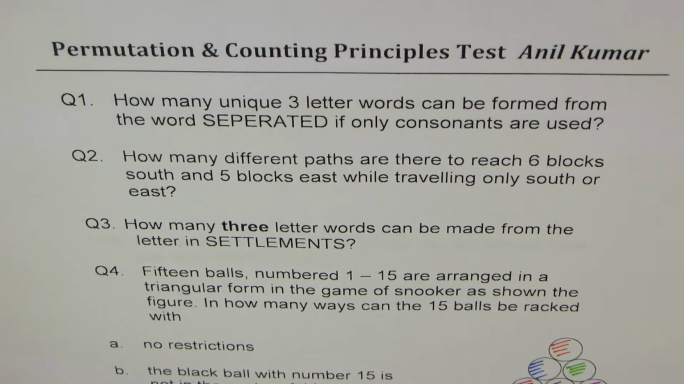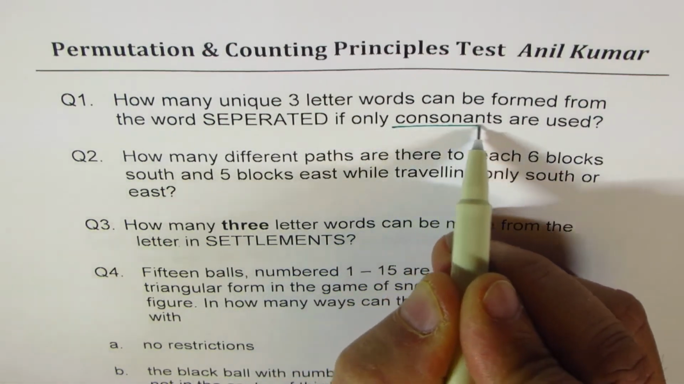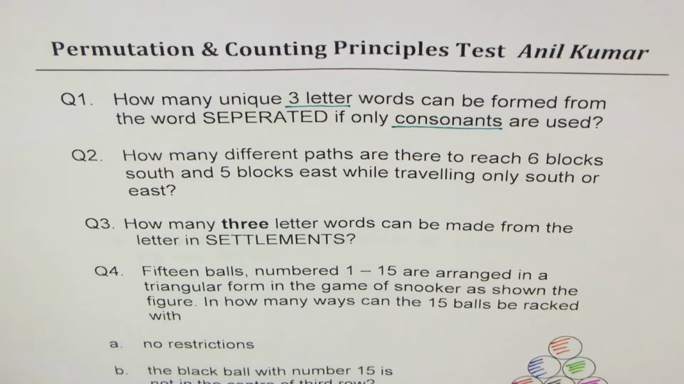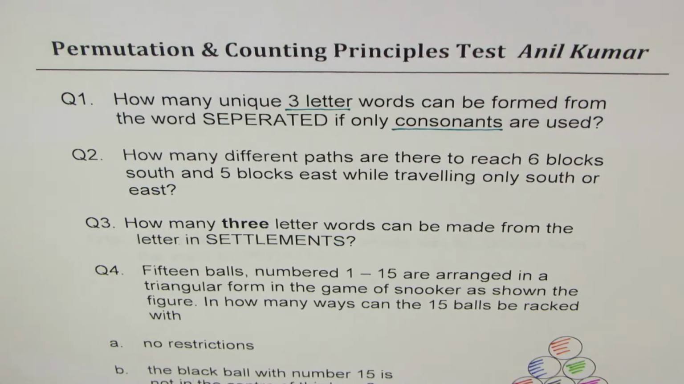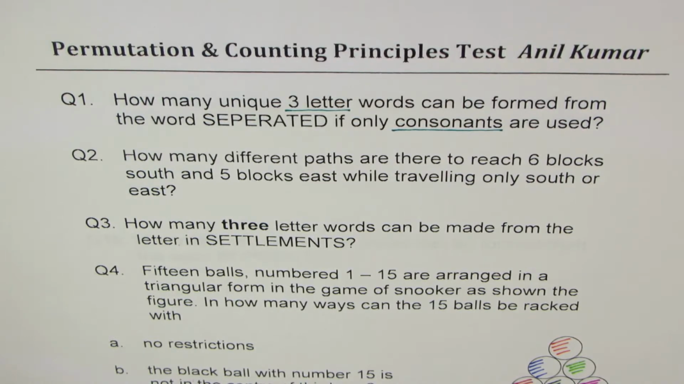The very first question here is, how many unique 3-letter words can be formed from the word separated if only consonants are used? So if only consonants are used, and we are looking for 3-letter words. Question number 2 is, how many different paths are there to reach 6 blocks south and 5 blocks east while traveling only south or east? So you have to use permutations and counting principles to solve this question. So no Pascal's triangle or no combination rules.